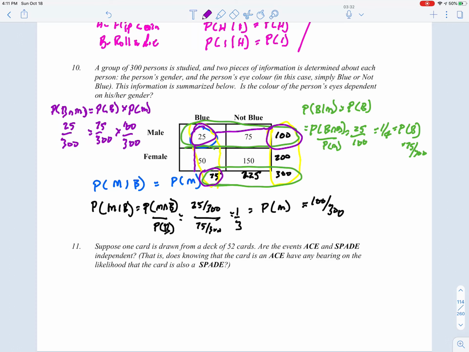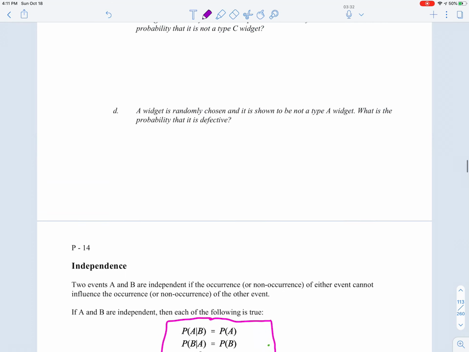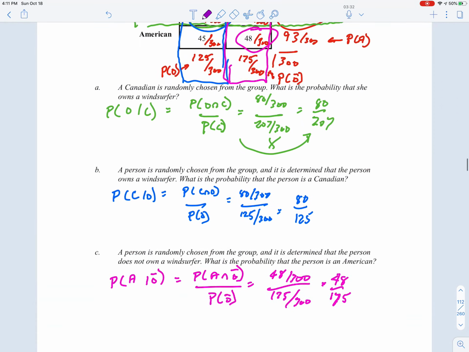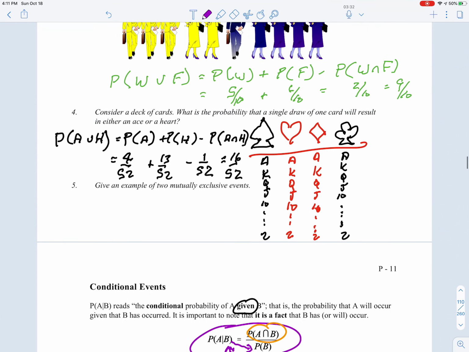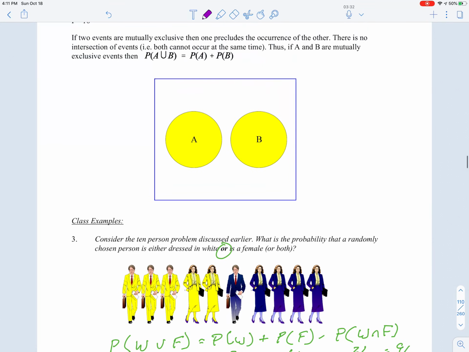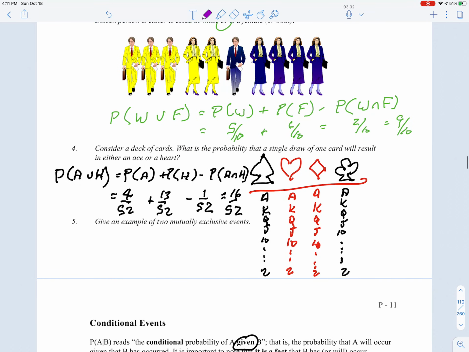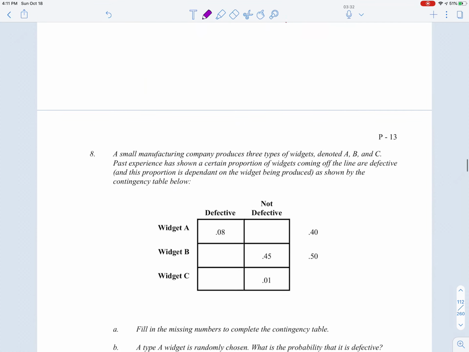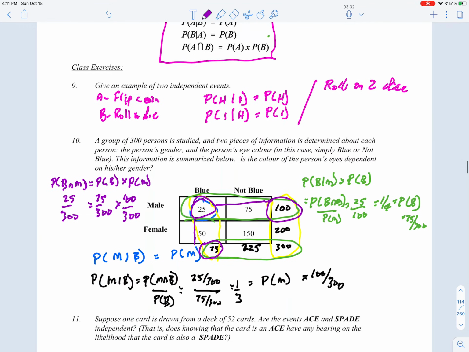Suppose one card is drawn from a deck of 52 cards. Are the events ace and spade independent of each other? That is, does knowing that a card is an ace have any bearing on the likelihood that the card is also a spade? So what I'd like you to do is give that a try. I'm going to take it up in just a second, but remember we took a look here at the cards. This is back on page P10 down here. So this is how the cards are set up. If you're not familiar with the deck, see P10. And now give that one a try.